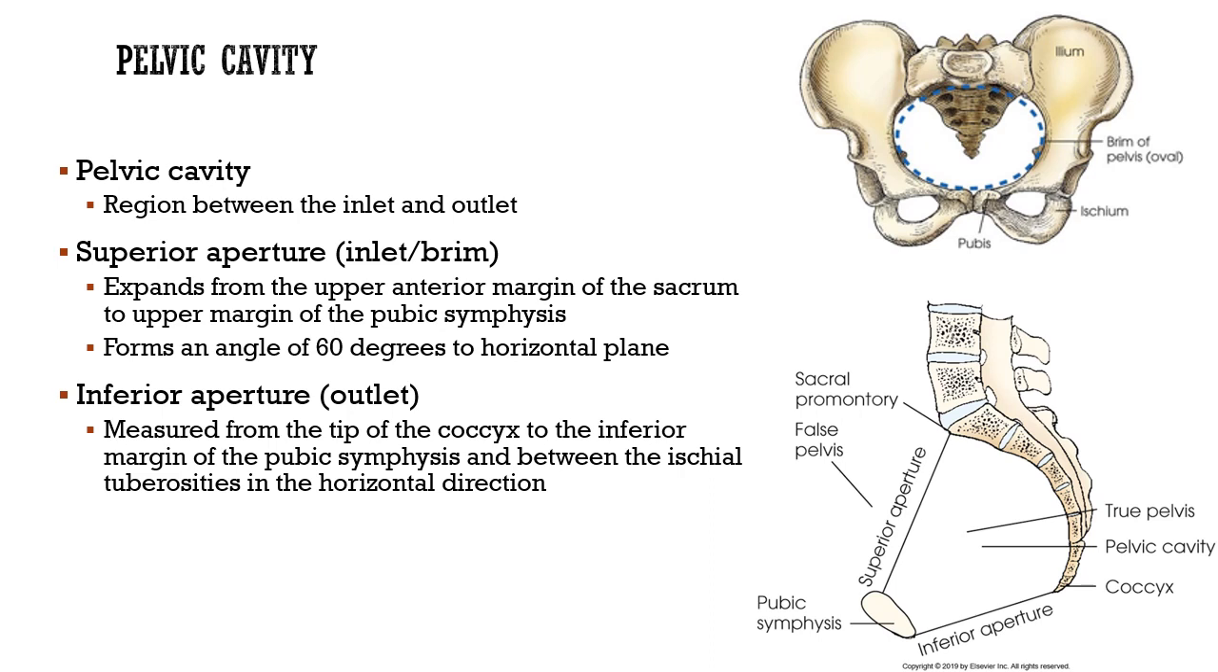The pelvic cavity. So the pelvic cavity is the region between the inlet and the outlet. It's also known as the true pelvis. There's nothing different between these, just two different terms that mean the same thing. But it's between the inlet and the outlet. Remember, the superior aperture is called the brim or the inlet. The inferior aperture is called the outlet. And so the superior aperture forms an angle of 60 degrees to the horizontal plane. The inferior aperture is measured from the tip of the coccyx to the inferior portion of the pubic symphysis.